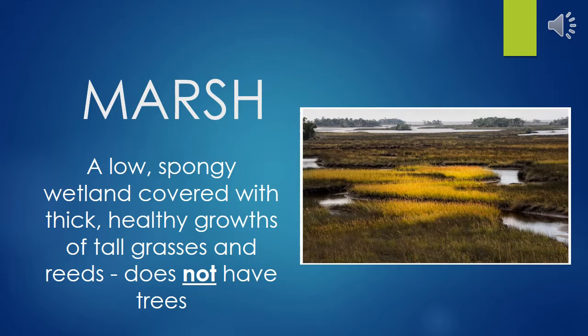A marsh is a low, spongy wetland covered with thick, healthy growths of tall grasses and reeds. A marsh does not have any trees.